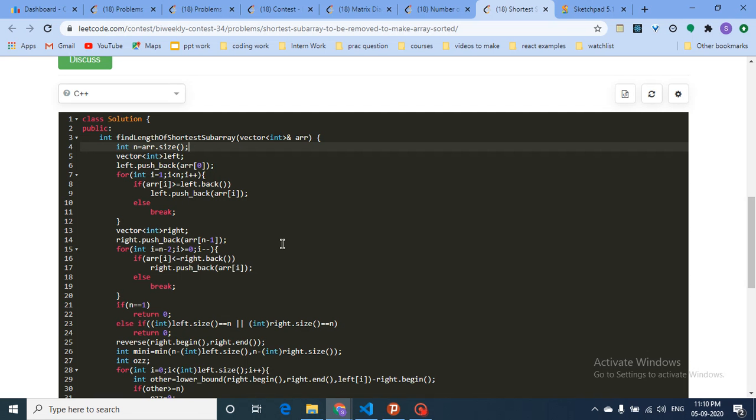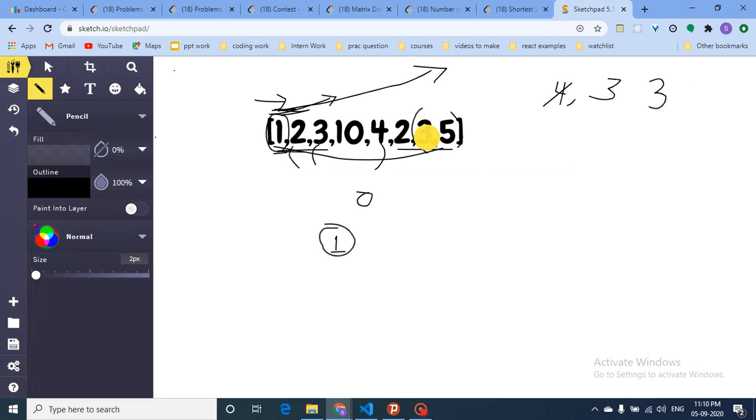Same I can do for right: push the last element and then start from the second last element and keep on pushing. Because it is larger, I have to choose the next element which is smaller than or equal to this element. So I will push back like this, 5, 3, 2, and then 4 is greater, so I will break out. But this is actually the reverse of the array. I actually want it like this.